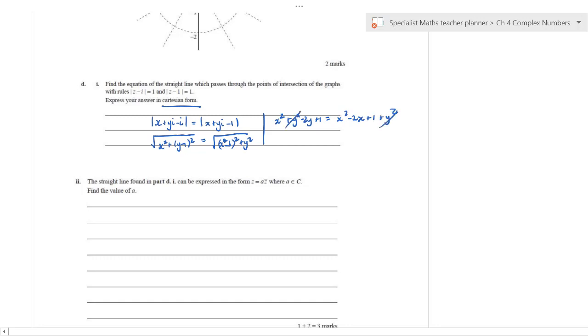Those are going to cancel. Those are going to cancel. Oh, look at that. y is equal to x.